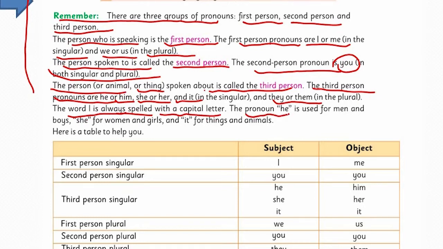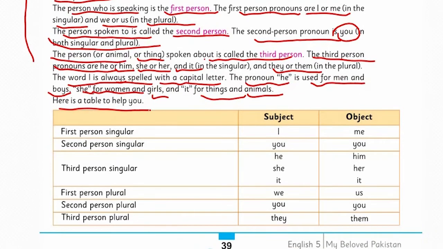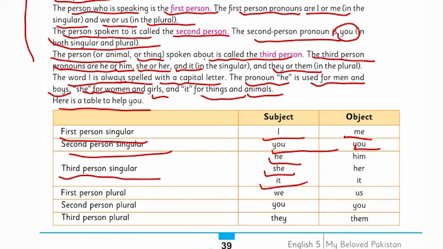The pronoun he is used for men and boys, she for women and girls, and it for things and animals. Here is a table to help you. First person singular is I, me. Second person singular is you and you. Third person singular: he, she, it, him, her, or it. He, she, or it can be in subject, or him, her, or it in object form.